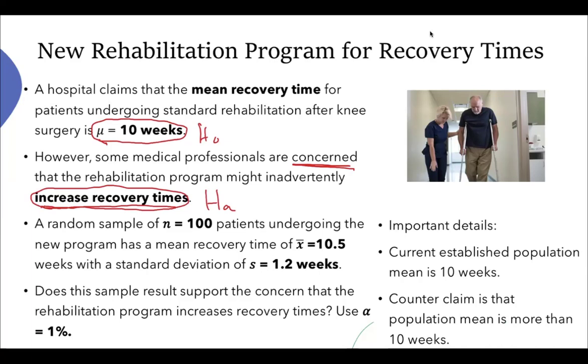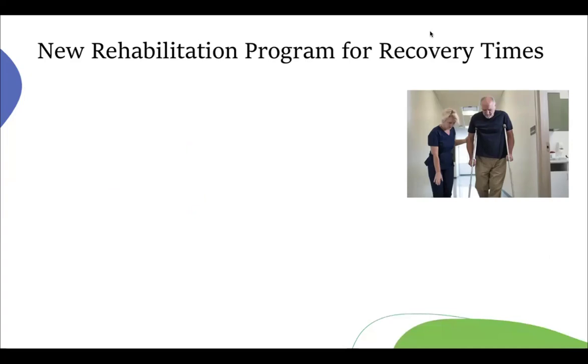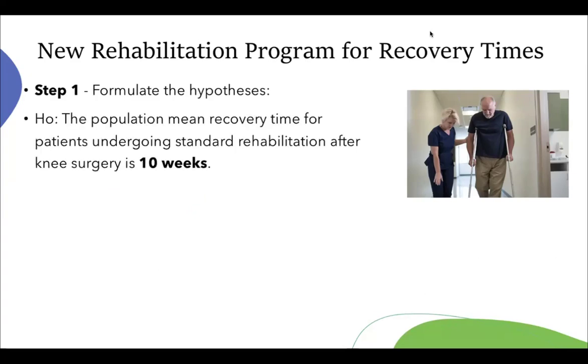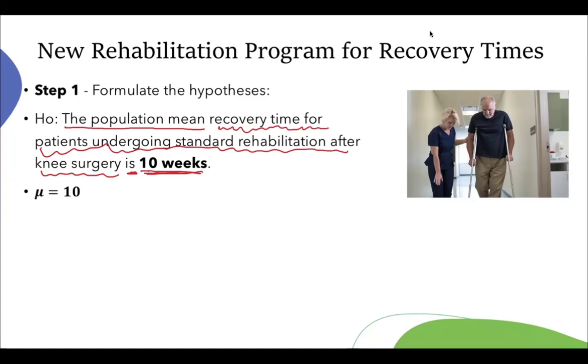So let's write that out with words and symbols using our standard approach for writing these hypotheses. We're going to start with the words the population mean, and then follow that with whatever it is we're testing. The population mean recovery time for patients undergoing standard rehabilitation after knee surgery. Then follow that with an is, because we never state a direction in the null hypothesis, and then state your status quo. And that symbolically is mu equals 10.